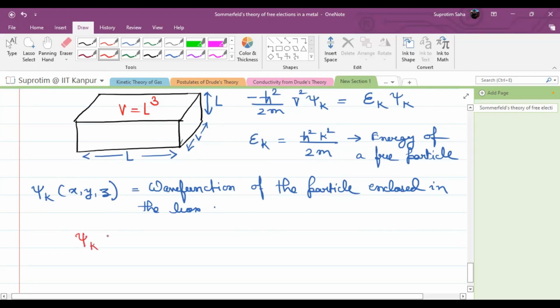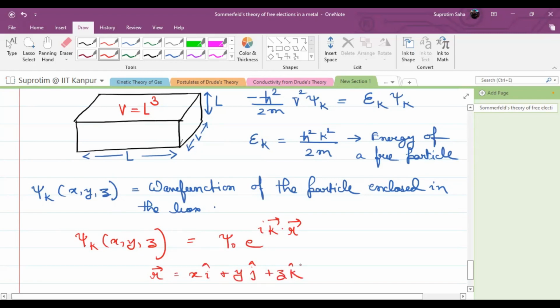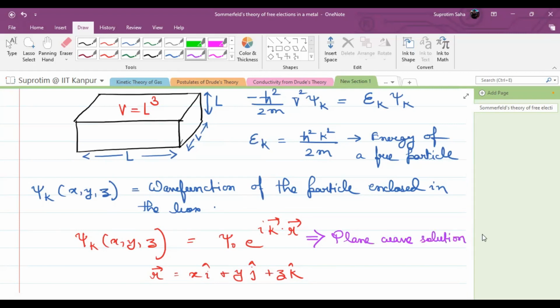Psi k of x, y, z can be written as psi naught e raised to i k vector dot r vector. r vector is nothing but x i cap plus y j cap plus z k cap. All right, and this is your plane wave solution.